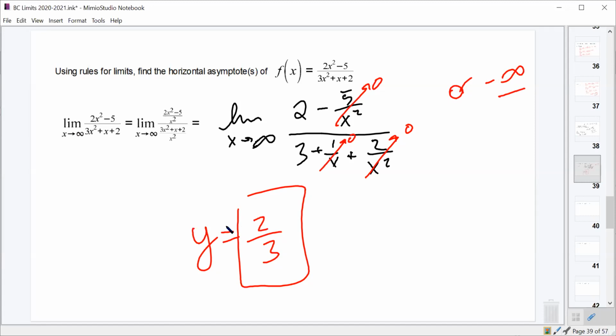And the rule for the horizontal asymptotes that we want to remember is that if the degree of the numerator is the same as the degree of the denominator, all we really have to do to find that asymptote is divide the leading coefficients. And that's because when you divide by the highest degree, everything except for those two values cancels out.